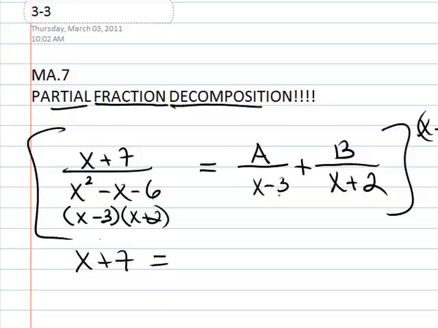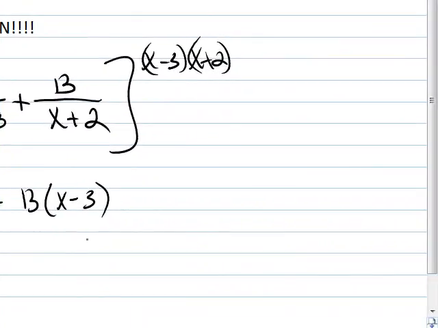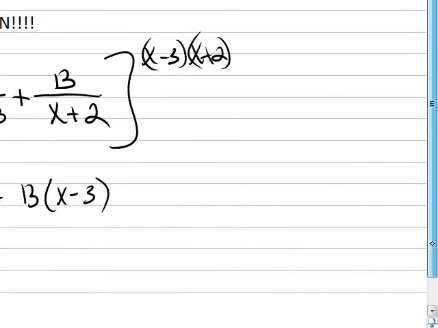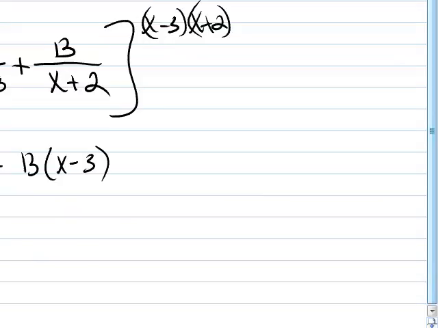And you handle these like you have been for the last few days. This would be A times x plus 2. This would be B times x minus 3. Okay. Now, here is the weird step.